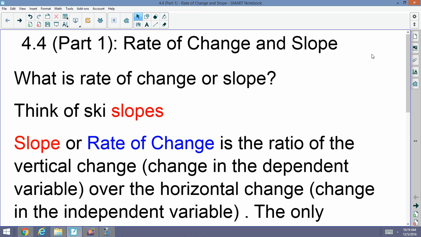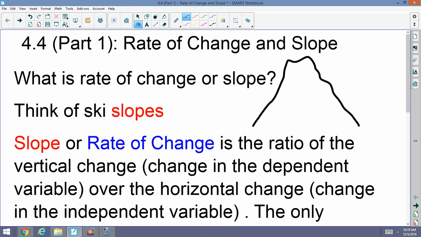The best way to think about this, in my opinion, is to think of a ski slope. Think of an actual ski slope. You have a mountain and you're going to ski down this path, right? Now, they call it a slope because there is an average that they figure out.